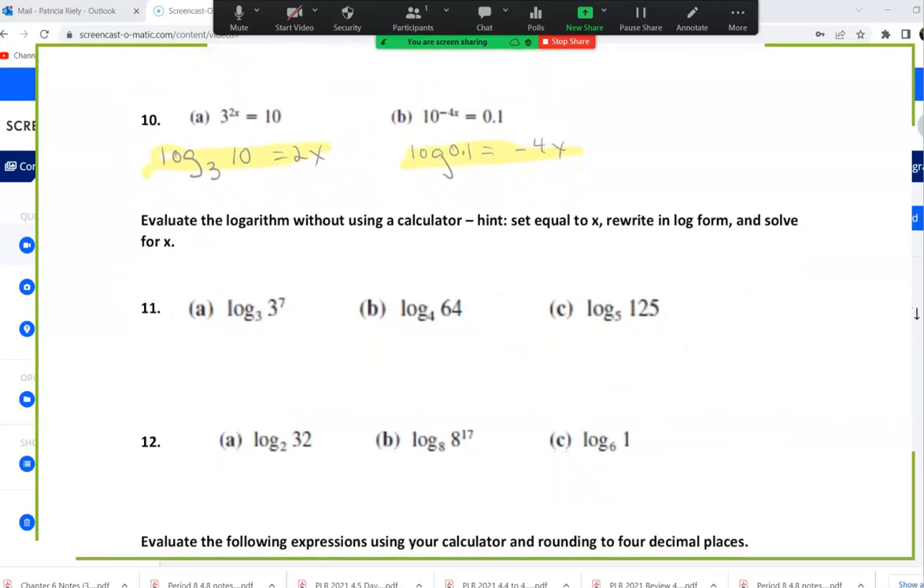Okay, now they want us to evaluate without using a calculator. So I say hint, set equal to x, rewrite in log form, and solve. Okay, I'm not going to give you that hint on the quiz, so you have to know how to do that. So first thing I'm going to do for every single one of these is set it equal to x, and I recommend you do the same thing. Now in this situation, we have to solve for x because that is how we're going to evaluate this. So let's change the form. They're all in log form. I'm going to be able to evaluate it by changing it to exponential form.